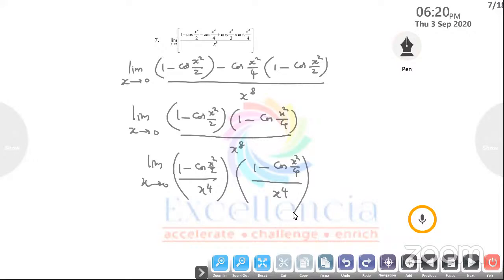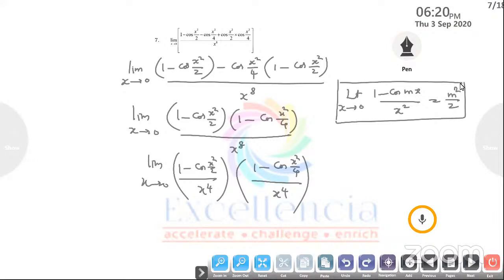Now, if I look at this one, it is of the form limit x tending to 0, (1 minus cos mx) divided by x squared. The formula goes like this: m squared by 2. So direct use of this formula will give the answer for the question.